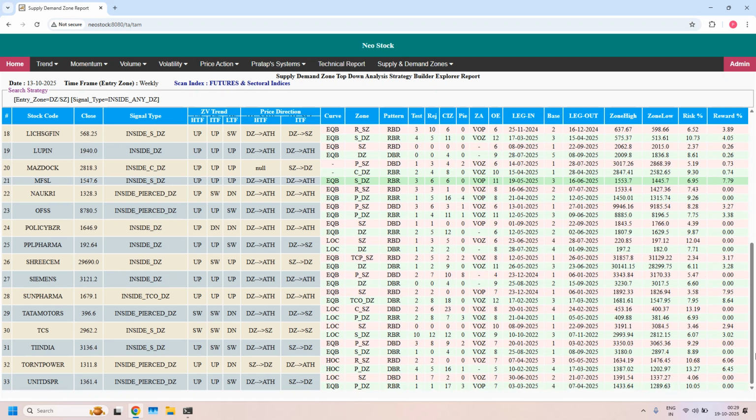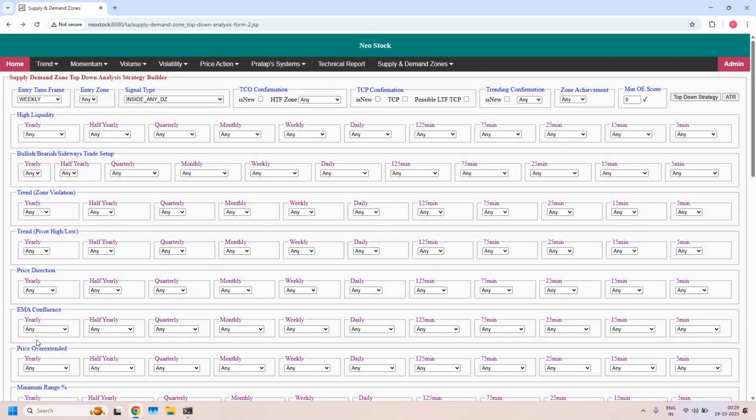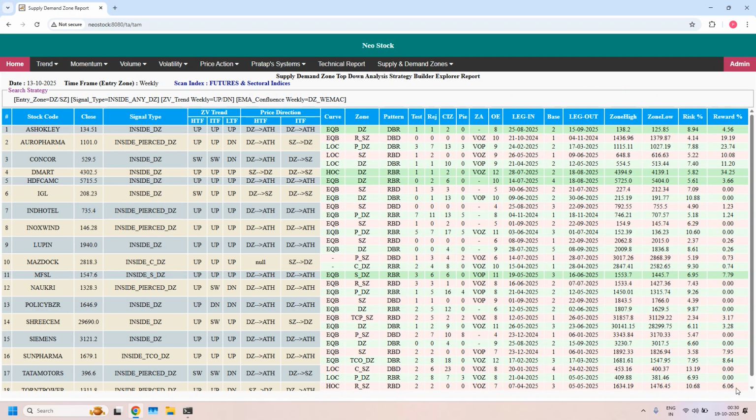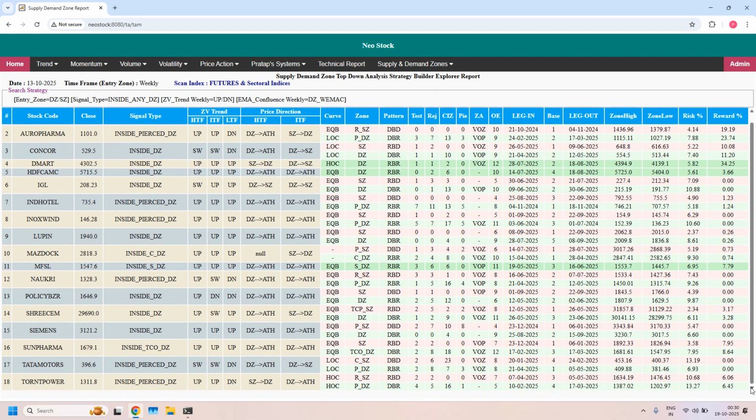We can further filter this list based on weekly demand zone having weekly EMA confluence. And also trend on the weekly should not be sideways. So we got 18 stocks. First 17 stocks in the list. Scrolling the list down. So we got 18 stocks.